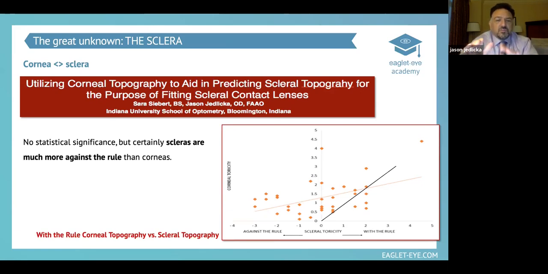So there is this transition as we move from the cornea to the sclera where the shape is changing, and it increases in its amount of change and its against the rule rotational change in shape the farther and farther we go into the periphery. And is that due to the extraocular muscles? Perhaps.